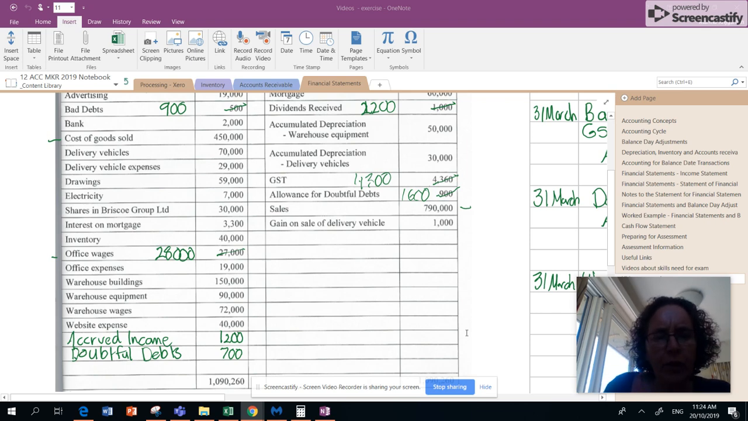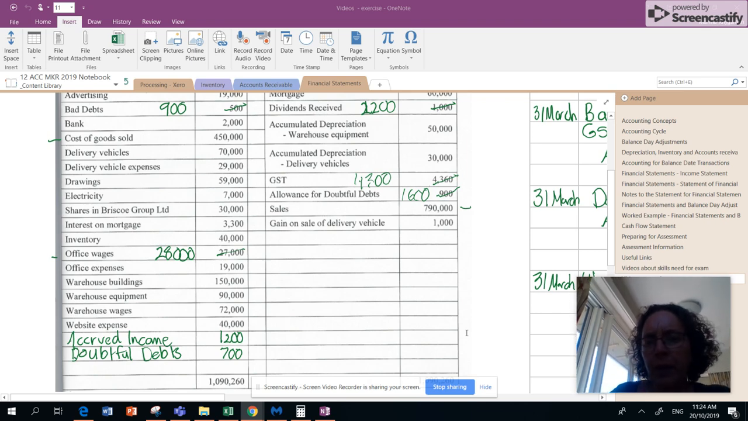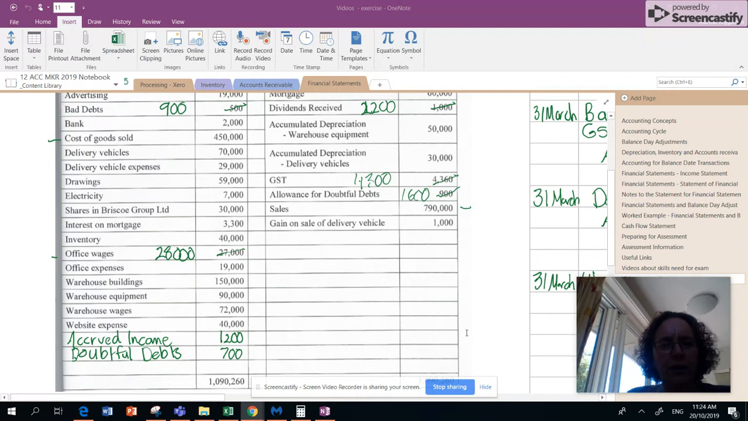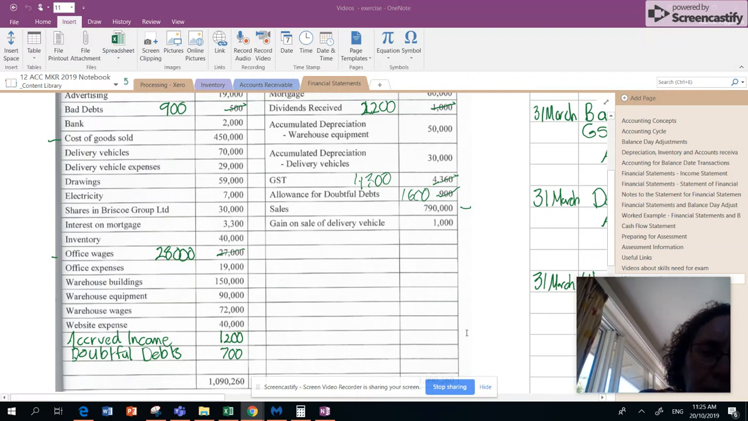Okay, we've just dealt with office wages where it's an accrued expense. So we've added 1,000 to our office wages, and then we're going to write accrued expenses on the credit side because it's a current liability because we still owe it, and that's for $1,000.